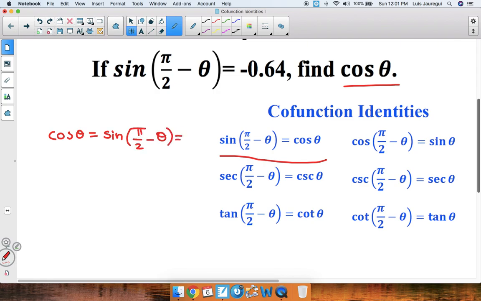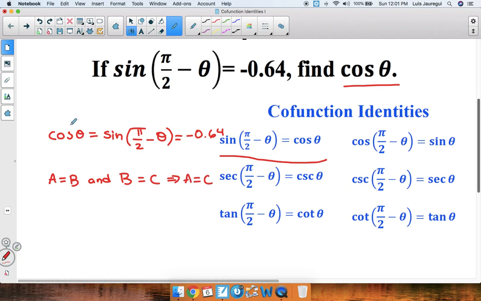And now using our properties and our given values, we notice that sine of pi over 2 minus theta is equal to negative 64 hundredths. So we can say that this is equal to negative 64 hundredths. Now, by using the transitive property of equality that states that if A is equal to B and B is equal to C, we can conclude that A is equal to C.